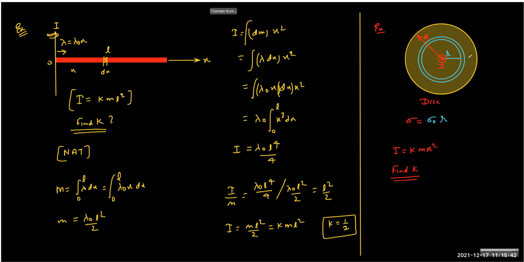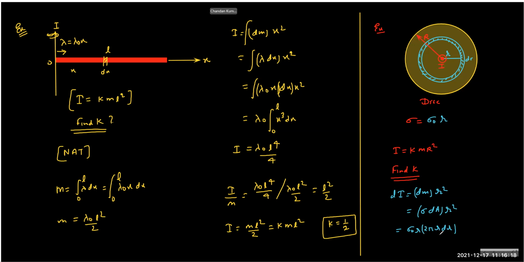So this is the elementary ring actually, and we know the answer for the ring, correct? So for ring, what is the answer? About an axis perpendicular to the plane passing through the center. So the moment definition is dm R square, we take dm R square. And dm will be sigma dA, and sigma is sigma naught R, dA is 2 pi R dR.